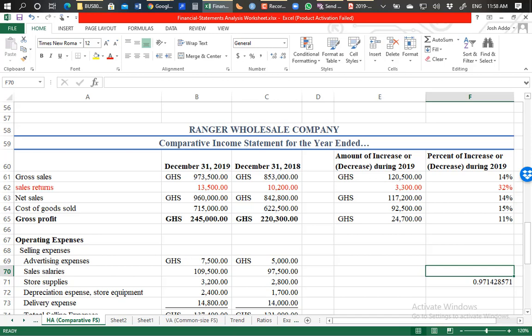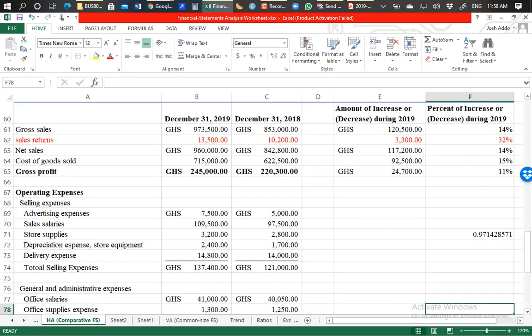Gross sales growing by 14% is a positive thing. We may even want it to grow a bigger percentage. This one is gross profit, just growing by 11%. The key thing here may be the 32% increment in sales returns, which is a bad thing. We do the same thing for the rest of the items, so I know you can complete the rest.